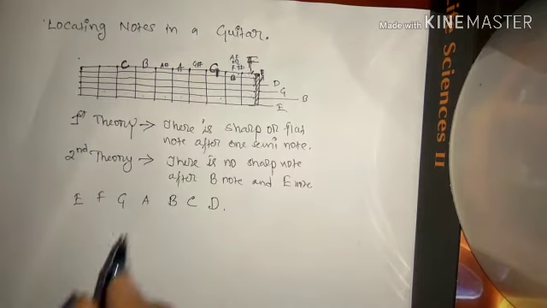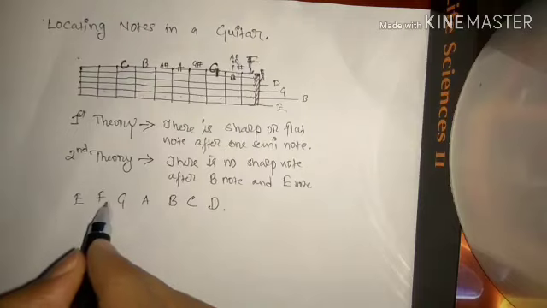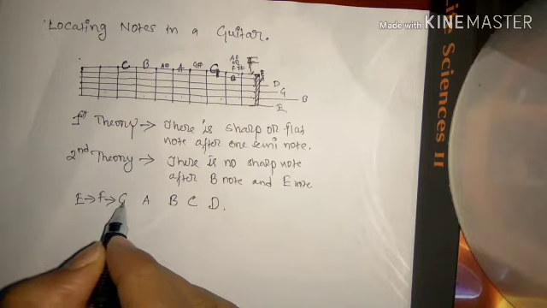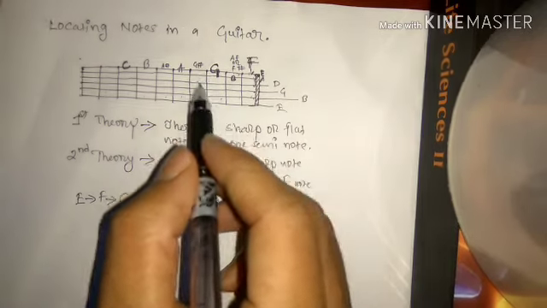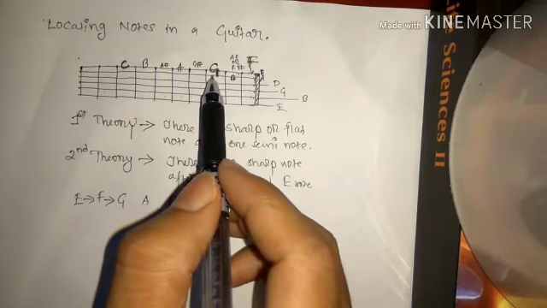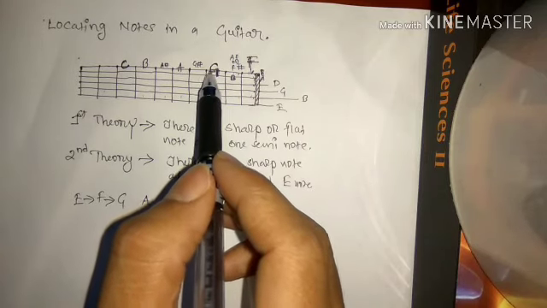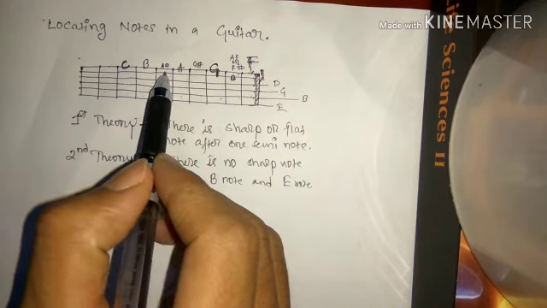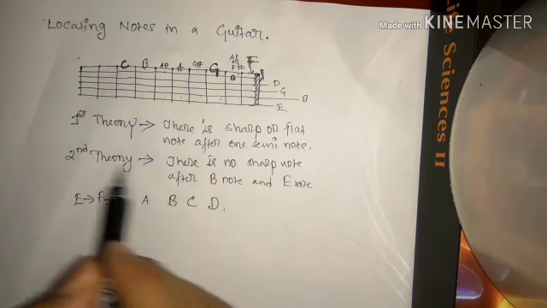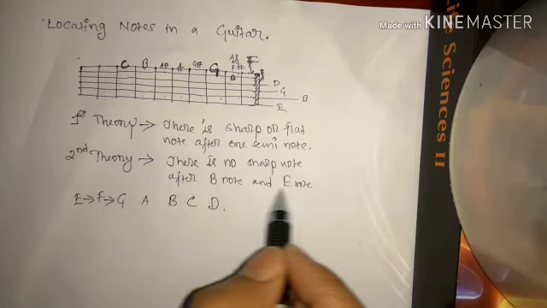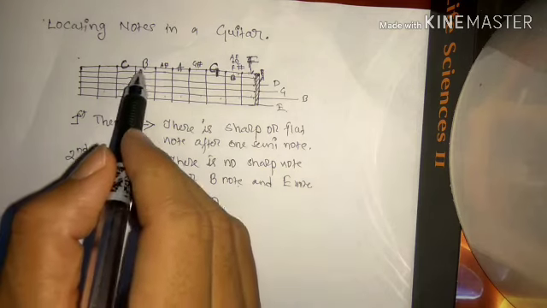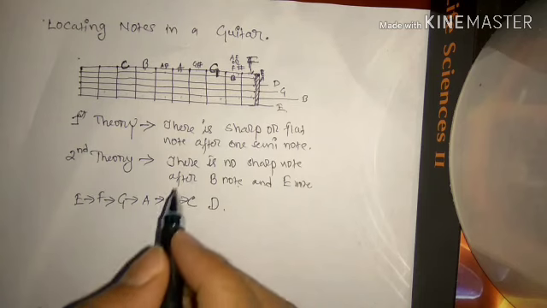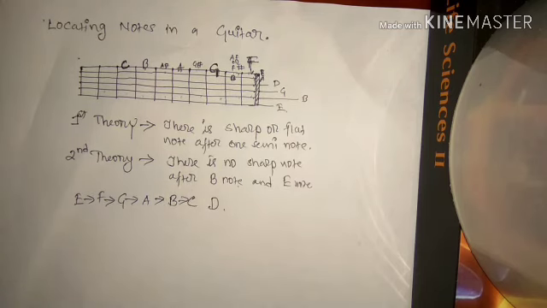So it follows the alphabetical form. After E it's F, then after F it's G. Then again this goes on: G sharp, then A, A sharp, and after A sharp, B. But here again, according to the second theory, after B there is no sharp or flat note, so after B it comes directly C. Okay, so this is the simple funda here, nothing rocket science.